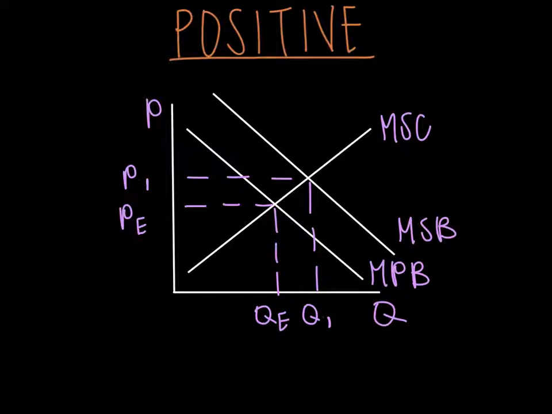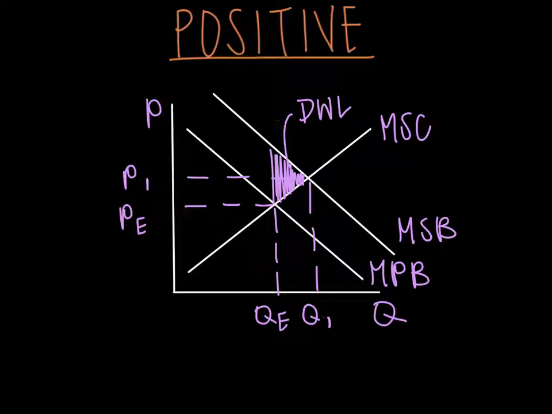Equilibrium is right here where PE equals QE. And that quantity is actually too low. So the socially optimal point is right here at P1 and Q1, where the social benefit equals the social cost.